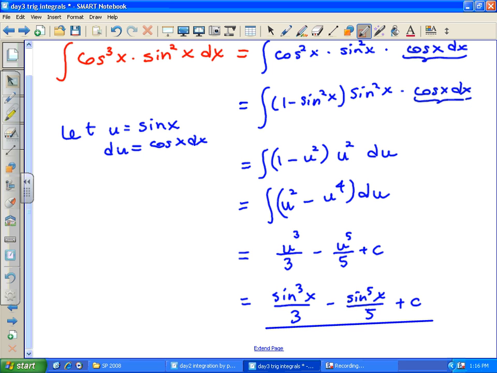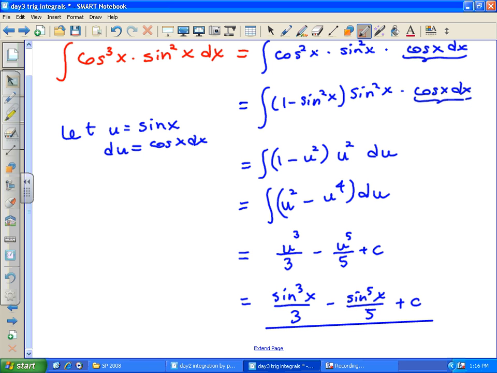Yes, James? Can you use integration by parts for this? You could try to use integration by parts. However, the moment you try, if you let u be equal to cosine cubed, its derivative is going to be very complicated. It's going to be 3 cosine squared times negative sine, and the integral of sine squared will be complicated.